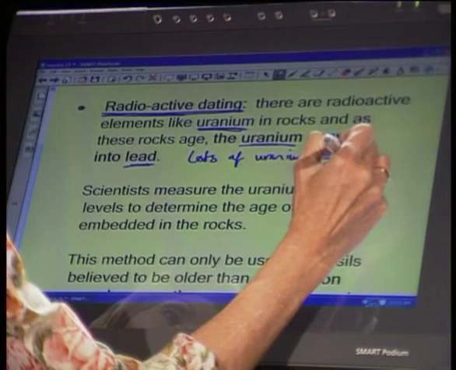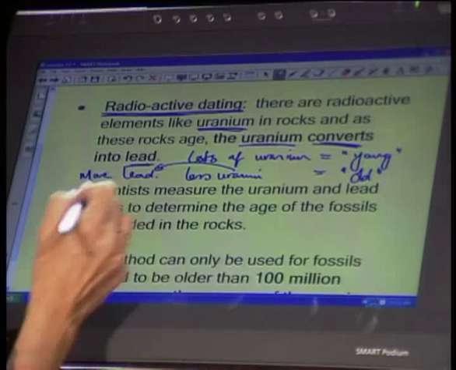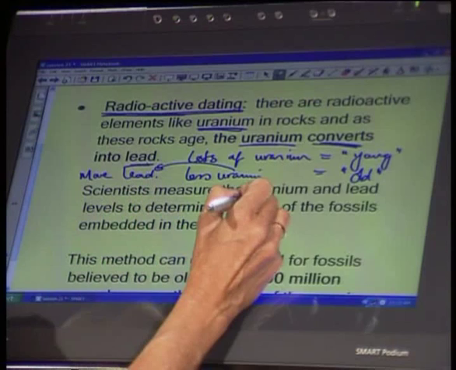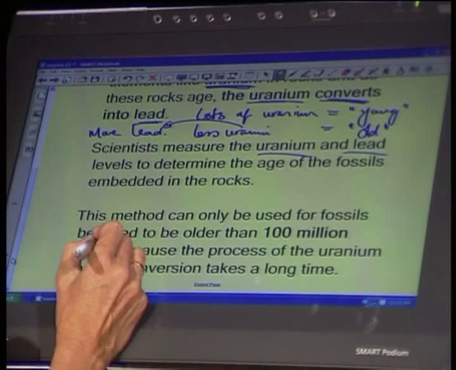If it is, and I'm going to put in inverted commas, young. Okay, and if it is old, it's going to have less uranium, but it's also going to have more lead. Why? Because the uranium converts into lead. So what they do is they look at the uranium and the lead levels of a fossil as it's stuck in this rock. And this method is used for fossils that are older than 100 million years.